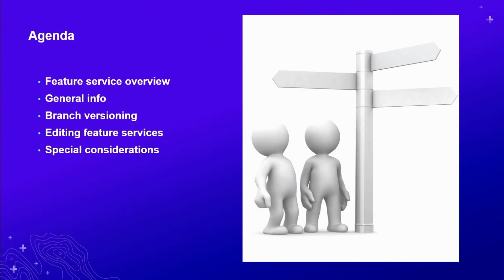Here's the agenda for today. We'll start with an overview of feature services, what they are and how to create them. Next, we go into a bit more detail of the Pro architecture. We'll discuss the capabilities available to you depending on how your data is stored. We'll then go into some detail on branch versioning, which is our newish versioning architecture. We'll then go into some editing concepts and finish up with some tips and tricks.